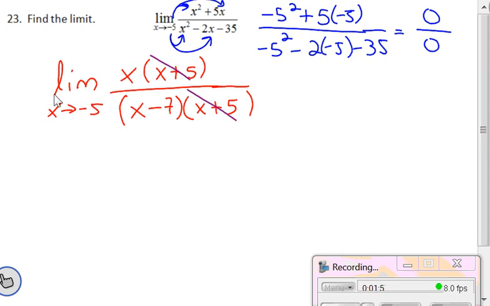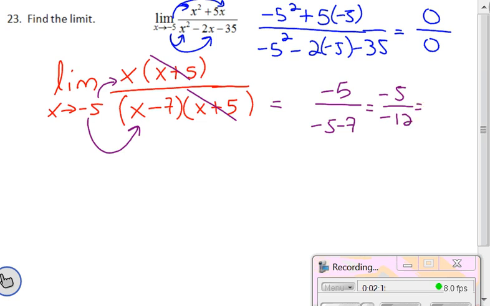That's where the hole is located when you have a common factor. So I'm going to cancel that out. And now I've eliminated the hole. And then now I can directly substitute into what's left over and get my answer. And so your answer will be -5 on the top, and then -5 take away 7. So that's -5 over -12, which is 5/12. And that should be our limit.